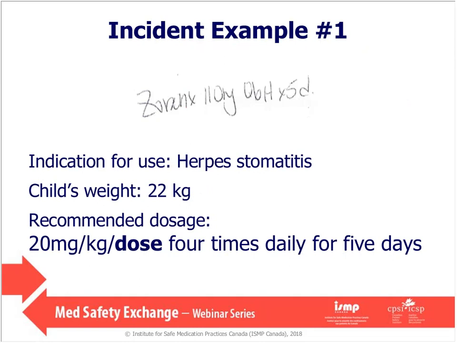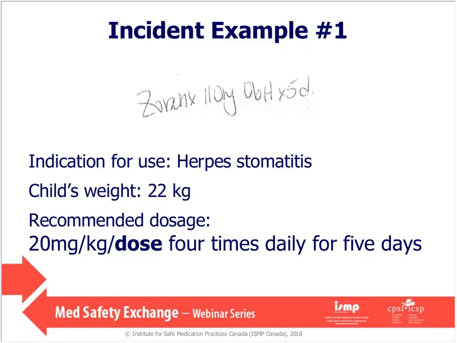and indication for use. An appropriate reference was also consulted, and the recommended dosage was determined to be 20 milligrams per kilogram per dose 4 times daily for 5 days. Based on the child's weight of 22 kilograms, the correct dosage was calculated to be 440 milligrams 4 times daily for 5 days, and not just 110 milligrams.